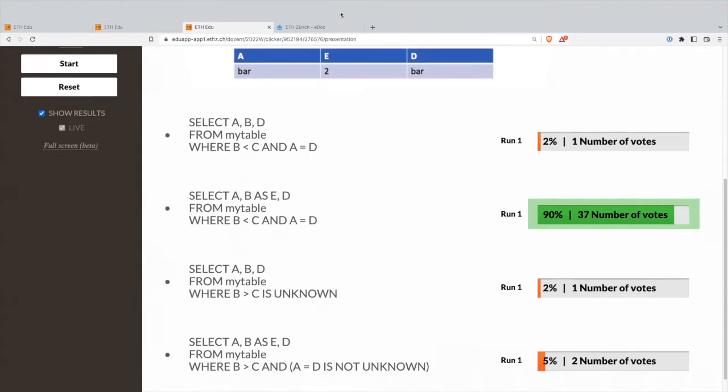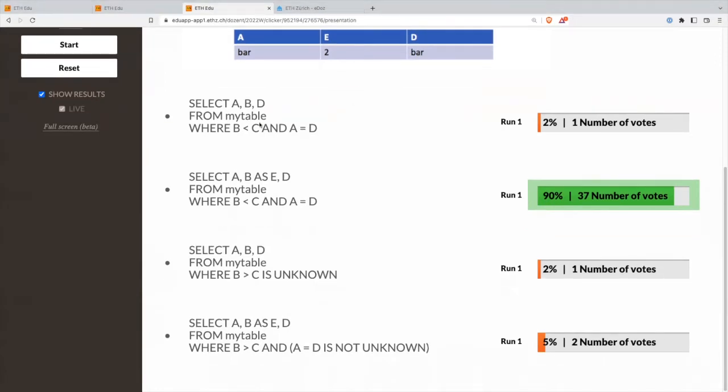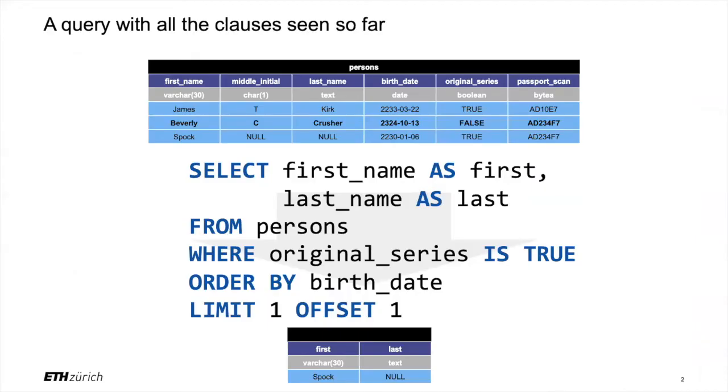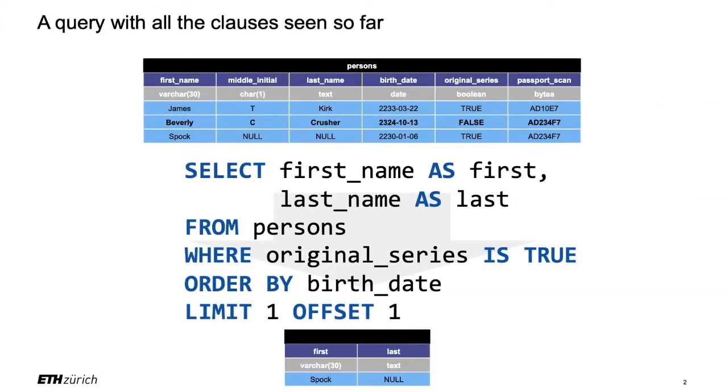All right. So now let me switch back to the slides. Okay. So let's take it from where we were last time. So we had a query with select as from where order by limits and offsets. These are all the clauses we've seen so far. I have summarized everything on a single slide where you can see all of that.